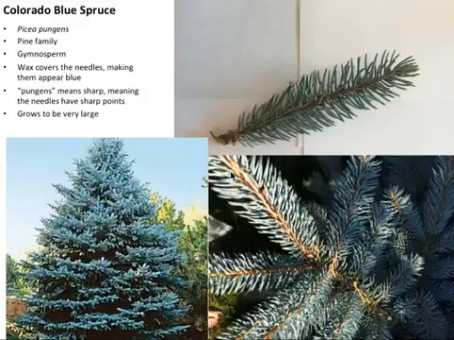So our first tree in this plant group used to be the Utah State tree. It's not anymore. The Utah State tree is the quaking aspen, but this used to be, and this is the Colorado blue spruce. Scientific name Picea pungens. It's in the pine family, and it's a gymnosperm. The wax covers the needles and makes them appear blue, so that's what gives the blue spruce its name, the bluish wax on the needles. You can rub it off and you'll see green underneath. Pungens means sharp, meaning the needles have sharp points, which they do, and it does grow to be a very large tree.